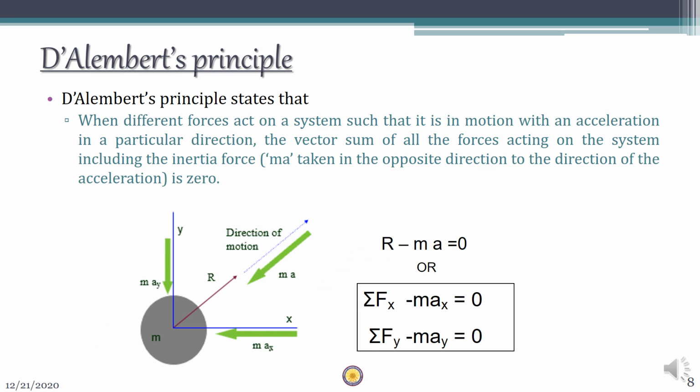Fine. Here, R is nothing but the resultant force. So this is the expression for D'Alembert's principle, R minus ma is equal to 0, where R is the resultant force and ma is the inertial force vector. Okay, so again this can be resolved into components and solved: sigma Fx minus max equal to 0 and sigma Fy minus may equal to 0.